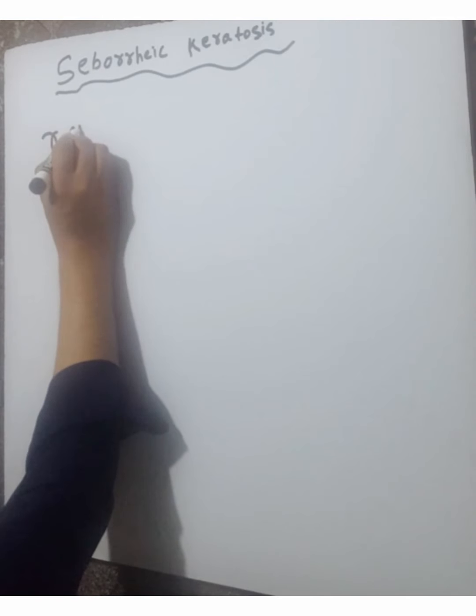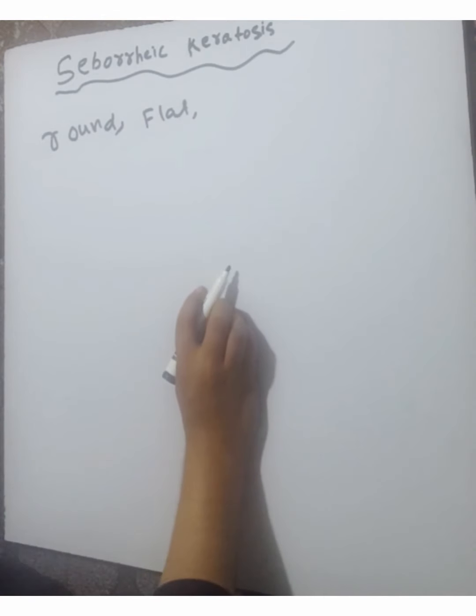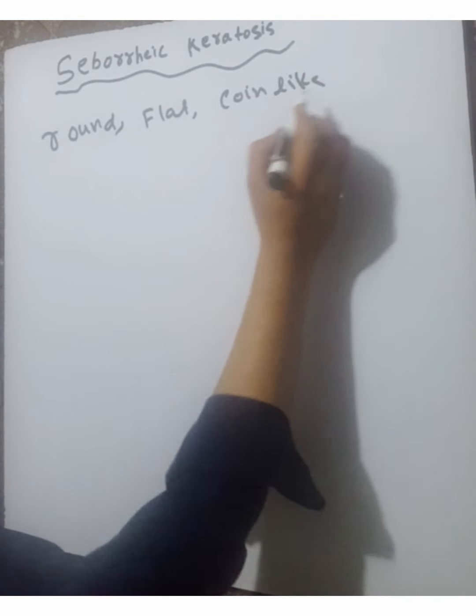Seborrheic keratosis. Seborrheic keratoses are round, flat, coin-like waxy plaques that range from millimeters to several centimeters.